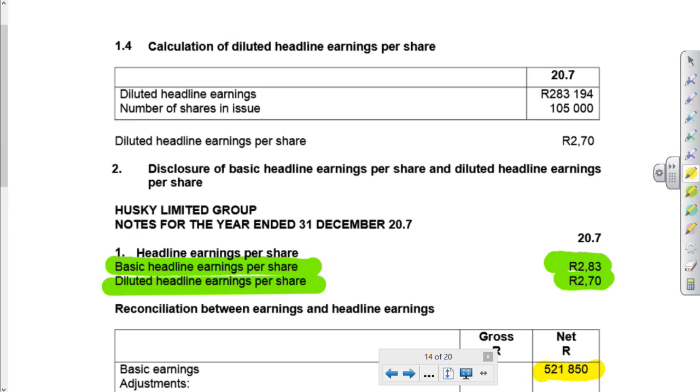Headline earnings per share. They do like to ask it. Especially if they ask basic. If they ask you just to do the basic earnings per share, they like to say basic and basic headline earnings per share. If they ask diluted, then it's already a lot more calcs than normally there. They don't ask for headline.